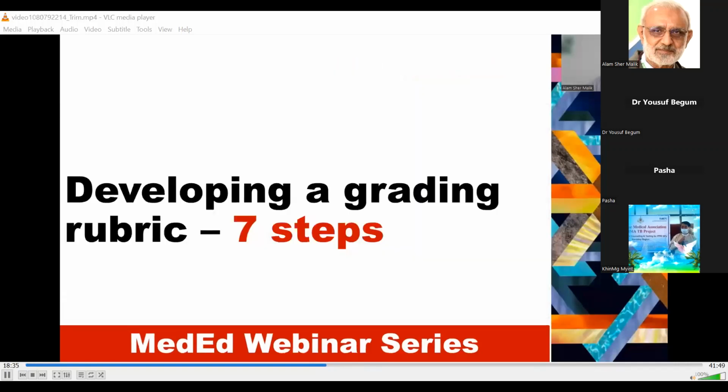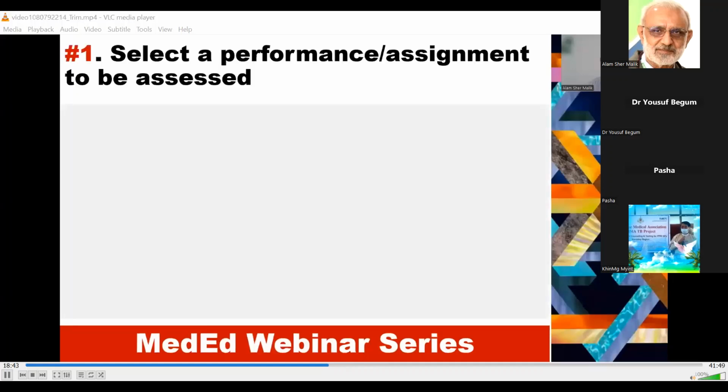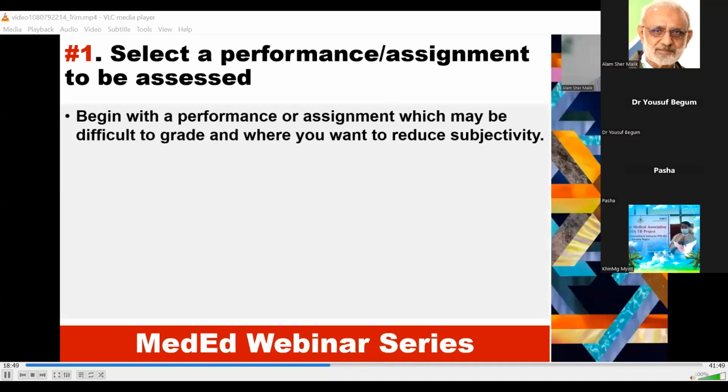Now, let's look at developing a grading rubric. There are 7 steps. First, select a performance or assignment that needs to be assessed. Begin with a performance or assignment which may be difficult to grade and where you want to reduce subjectivity.